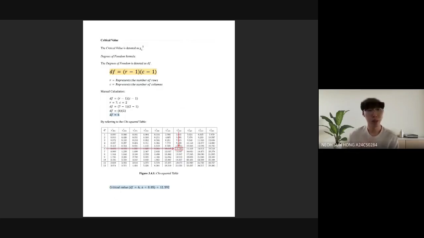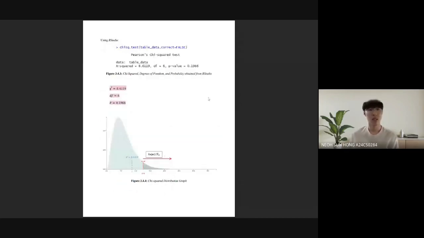Before we interpret this, we need to know the degree of freedom, which is calculated as rows minus 1 times columns minus 1, equals 6, and the critical value from the chi-square table at df equals 6 and significance level equals 0.05 is 12.592. This explains figure 3.4.1, the chi-square table. Now onto figure 3.4.4, the chi-square distribution graph. This graph visualizes the chi-square distribution for 6 degrees of freedom.